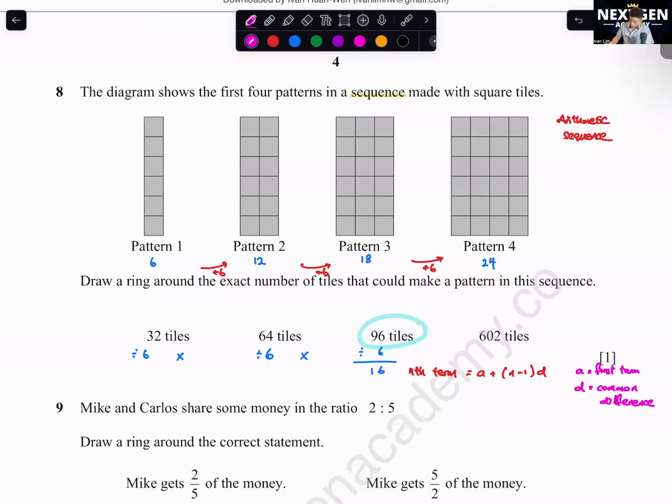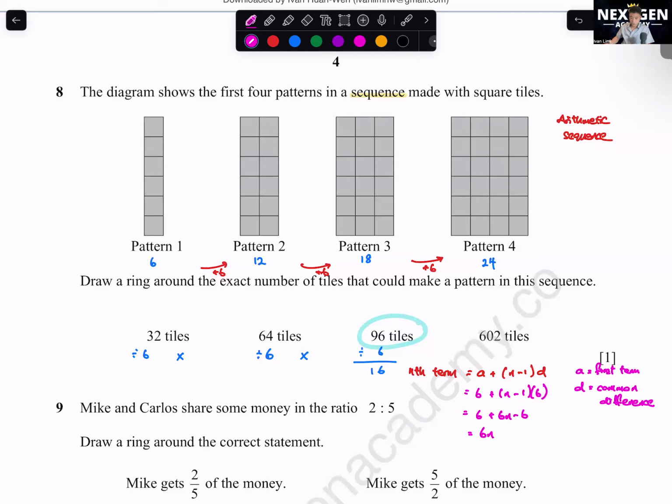So based on this pattern, the first value a is 6. So 6 plus (n minus 1). The d also is 6 because from one number to another number, you plus 6. So we get here 6 plus 6n minus 6, and we'll get 6n. So if they ask you what is the nth term, the answer will be 6n.